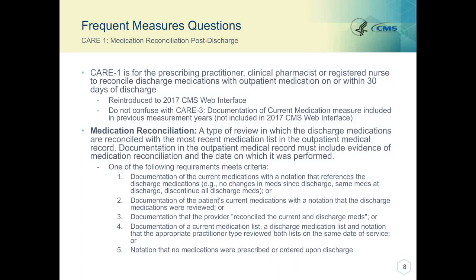Is there any documentation that the provider reconciled the current or discharged meds? And if there's no documentation that meds were reconciled, moving on to number 4, is there documentation of a current medication list, documentation of the discharge medication list, and notation that the appropriate practitioner and type, which is mentioned in the definition above, reviewed both lists on the same date of service? And if that information is not available, then move on to number 5. If there's notation of no medications were prescribed or ordered upon discharge, that last item will also count as confirmation that the medications were reconciled.